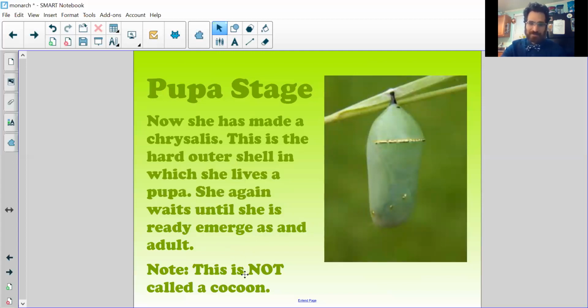One more thing. This is not called a cocoon. It's called a chrysalis with a pupa inside. Cocoons are completely different. Moths will be in cocoons. Don't make that mistake, that so many people do.